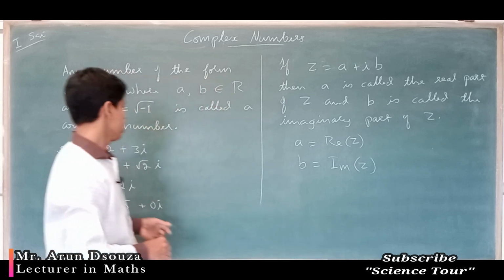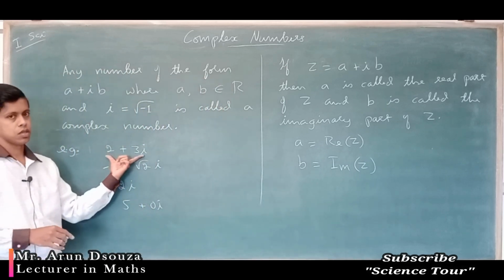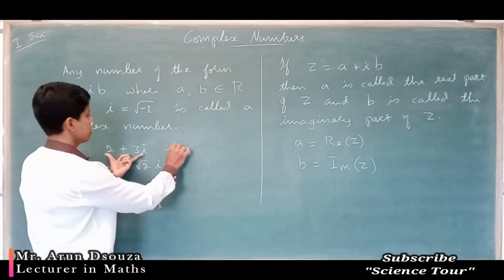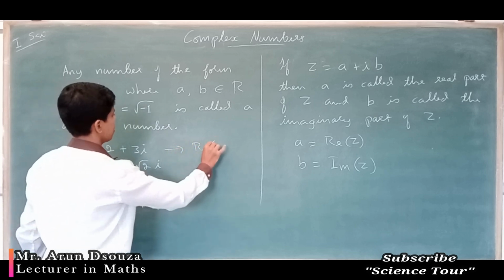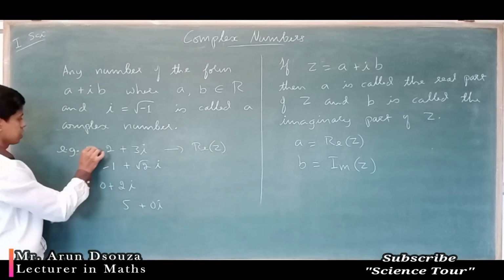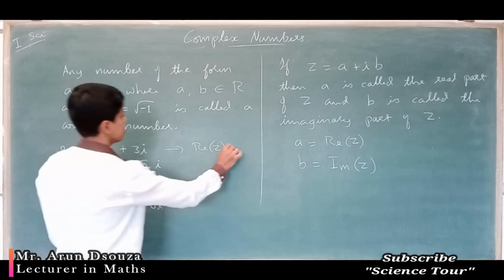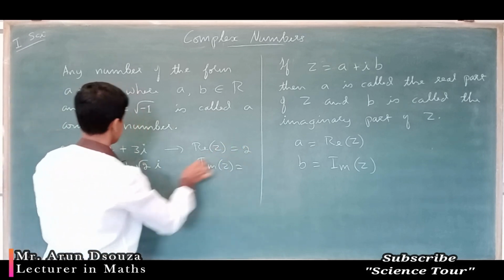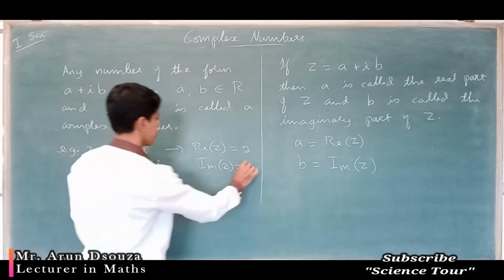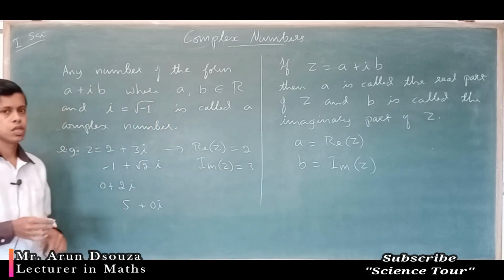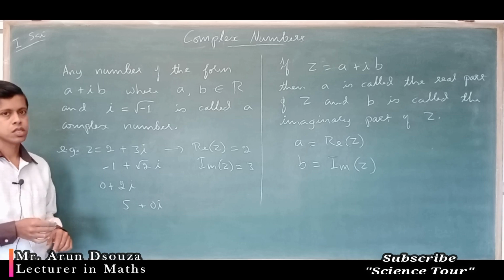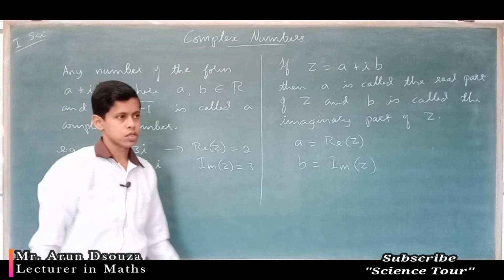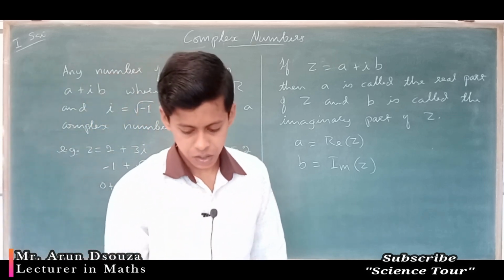Now tell me, what is the real part of this complex number? For this complex number, if you are writing this as z, the real part of z is equal to 2. Similarly, the imaginary part of z is equal to 3. I hope you understood this. So that is about the symbols and the notations.